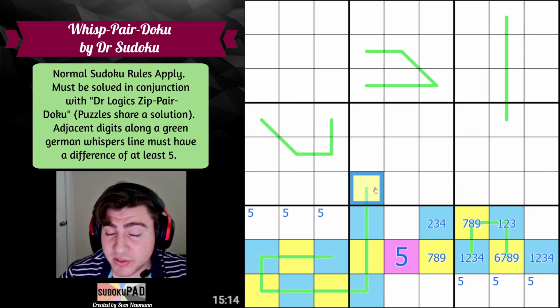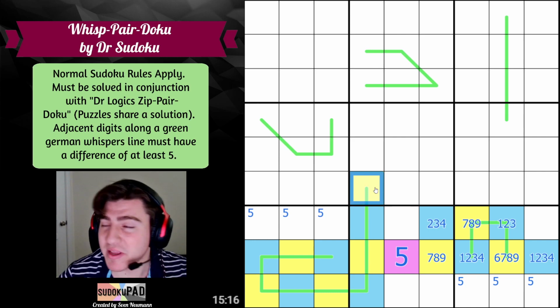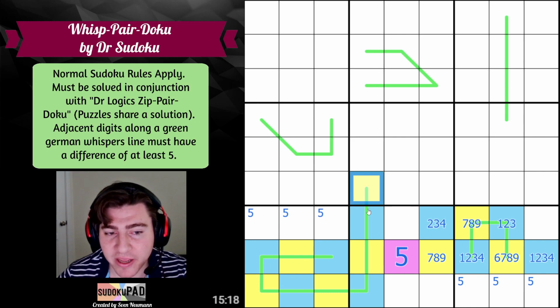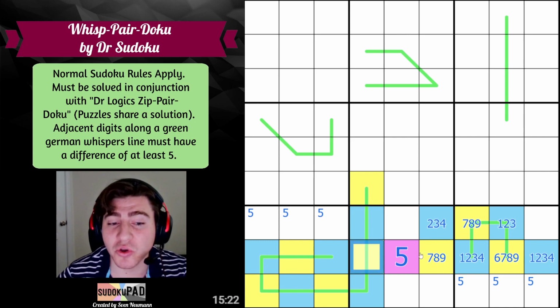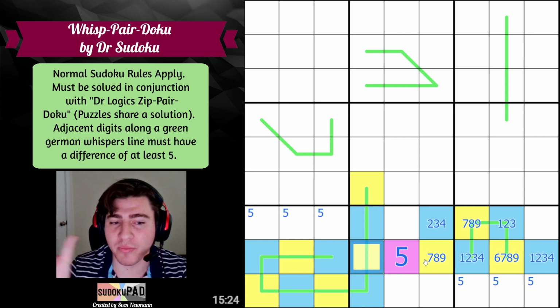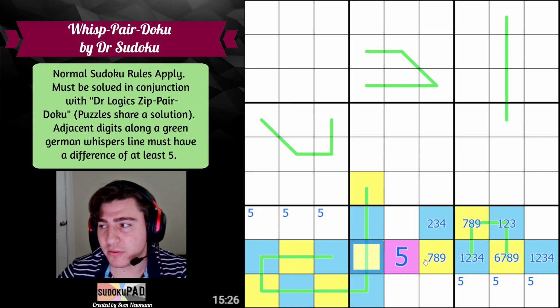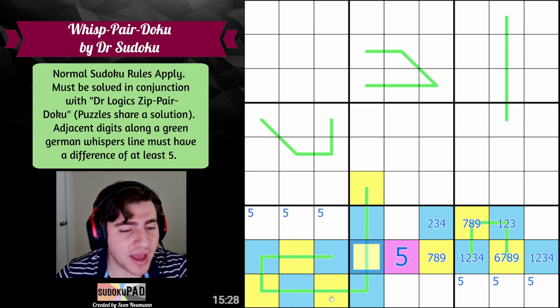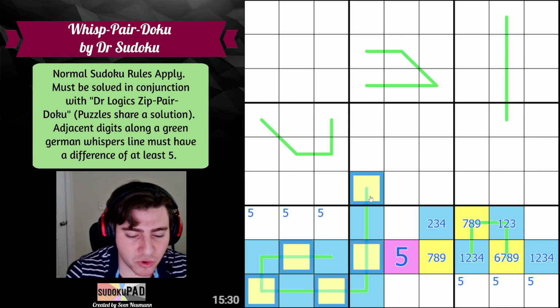So box 5 cell 7 is high parity. Below that, low parity. Below that, high parity. So to the left and right of the 5 are both high parity. Yes. Okay.